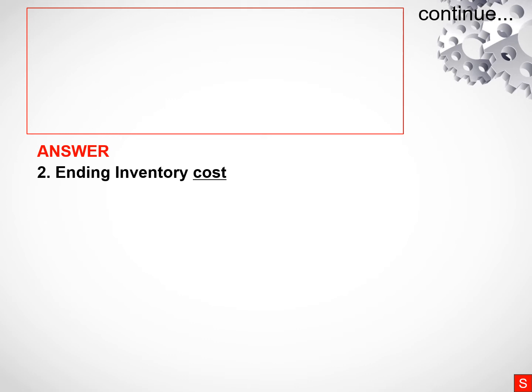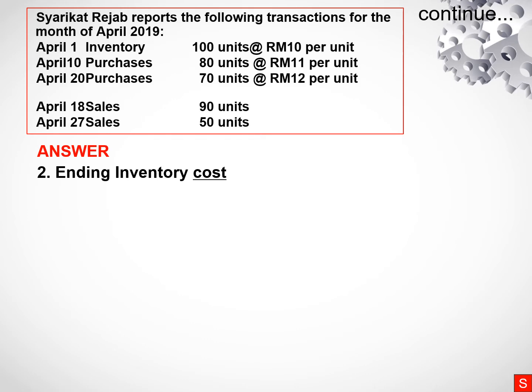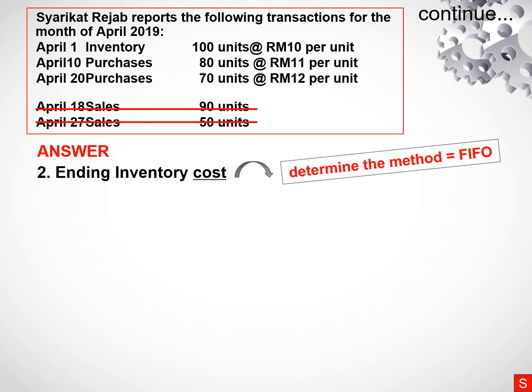Question 2 is ending inventory in RM, or ending inventory cost. Look again at the question given. In periodic system, ignore the sales items. To answer this question, first of all, determine the method. In this question, the method is FIFO. Remember, the ending inventory is 110 units.